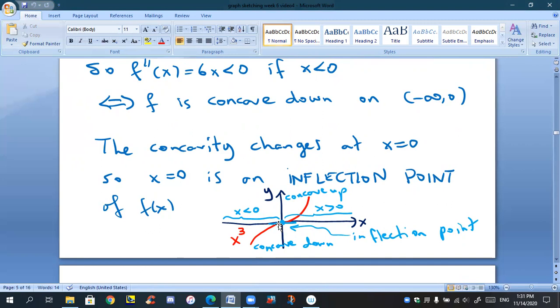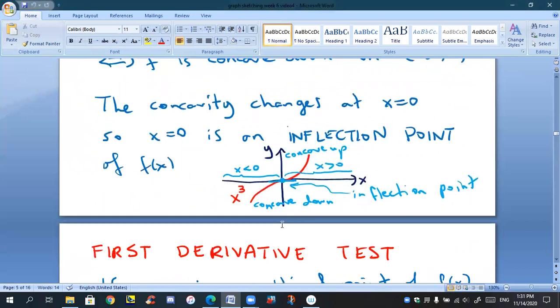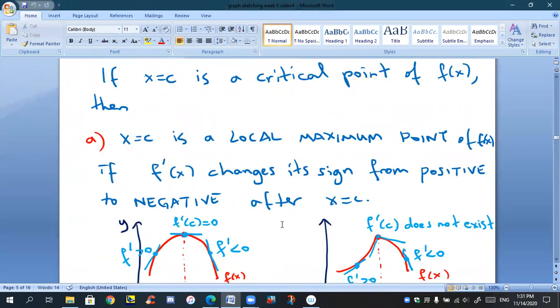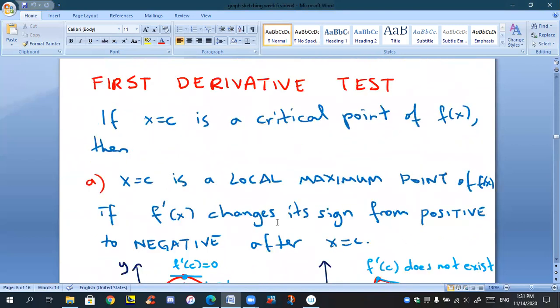And look at the tangent line there at 0. On the left, it is above the graph. On the right, it's below the graph. That's exactly what happens at an inflection point. Okay? And then these two tests, which are actually important. These are the first derivative test and the second derivative test.